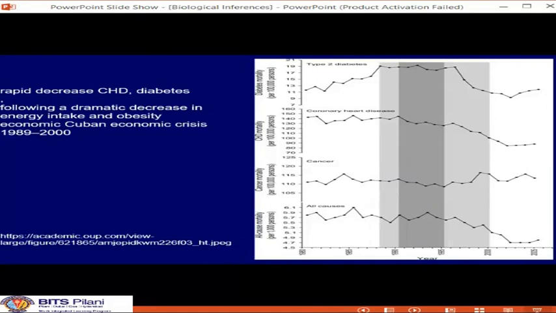We have nothing to do with it. We're just documenting that in Cuba, because of the economic crisis, there was not enough food, and diabetes levels start to come down. The same story is reflected in figure 2, which is coronary heart disease. But there's no change in cancer, which is figure 3. So the story I'm trying to tell is that natural experiments can also be used to make some inferences.